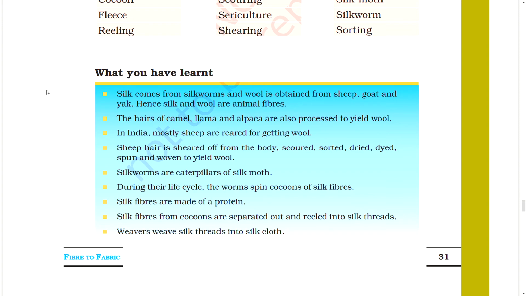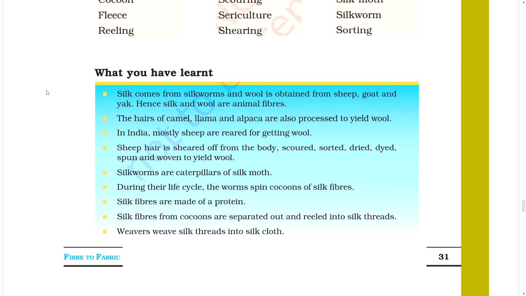What you have learnt? Silk comes from silkworms and wool is obtained from sheep, goat and yak. Hence, silk and wool are animal fibers. The hairs of camel, llama and alpaca are also processed to yield wool. In India, mostly sheep are reared for getting wool. Sheep hair is sheared off from the body, scoured, sorted, dried, dyed, spun, and woven to yield wool.